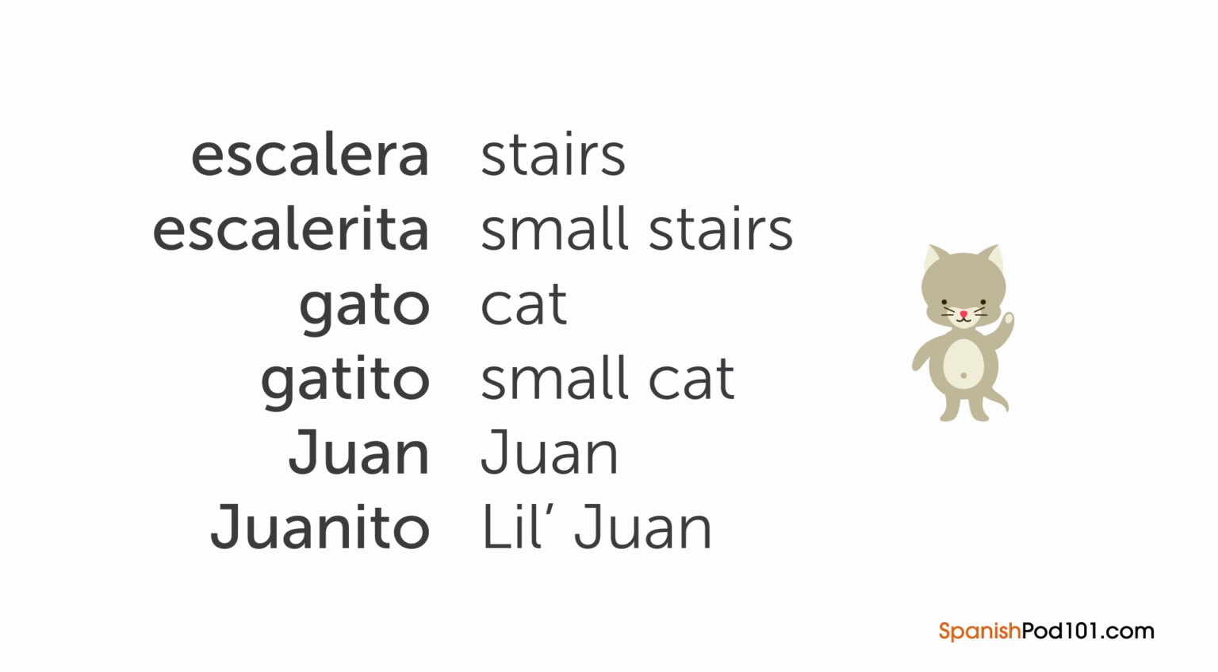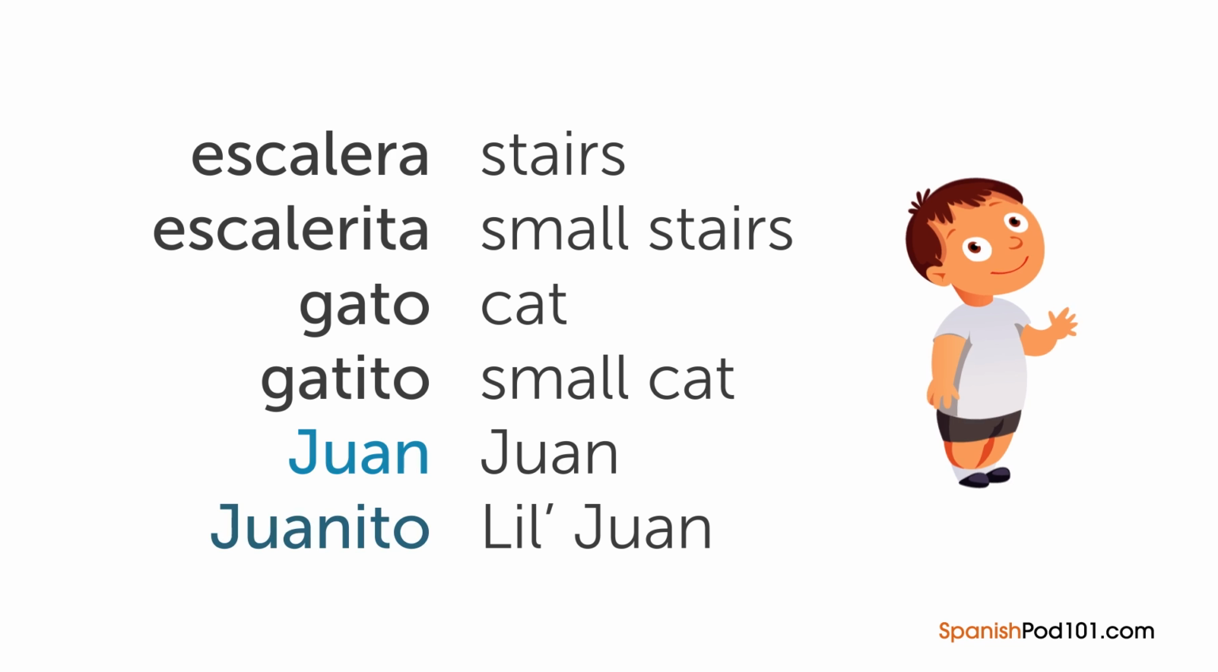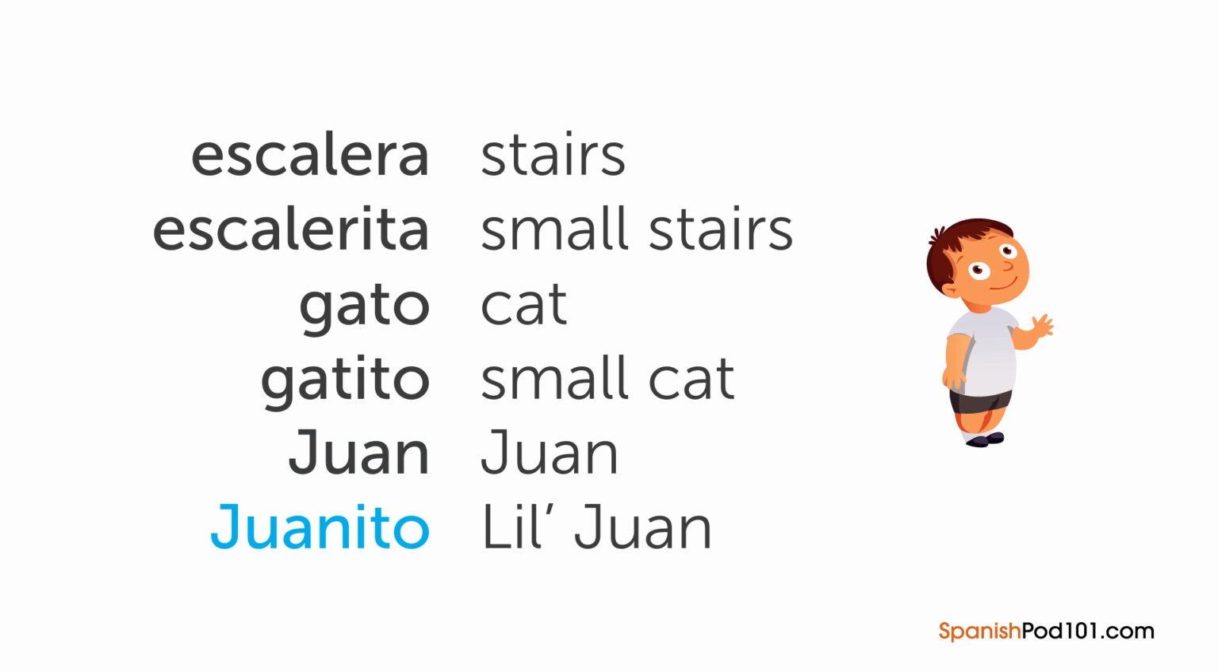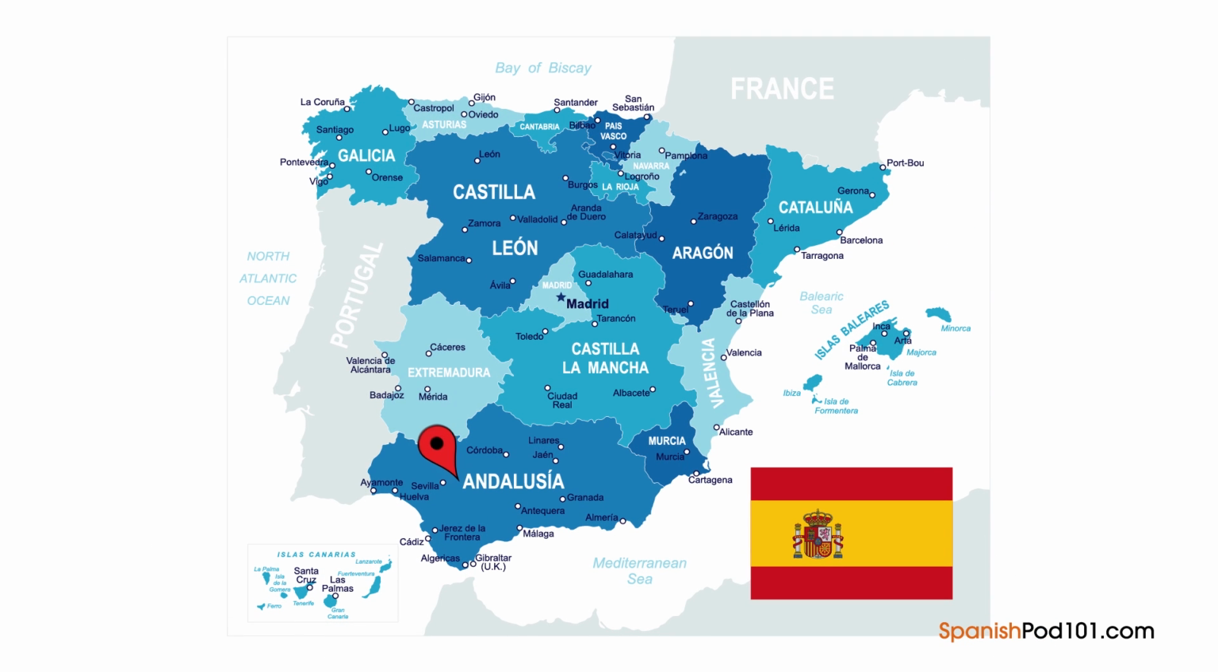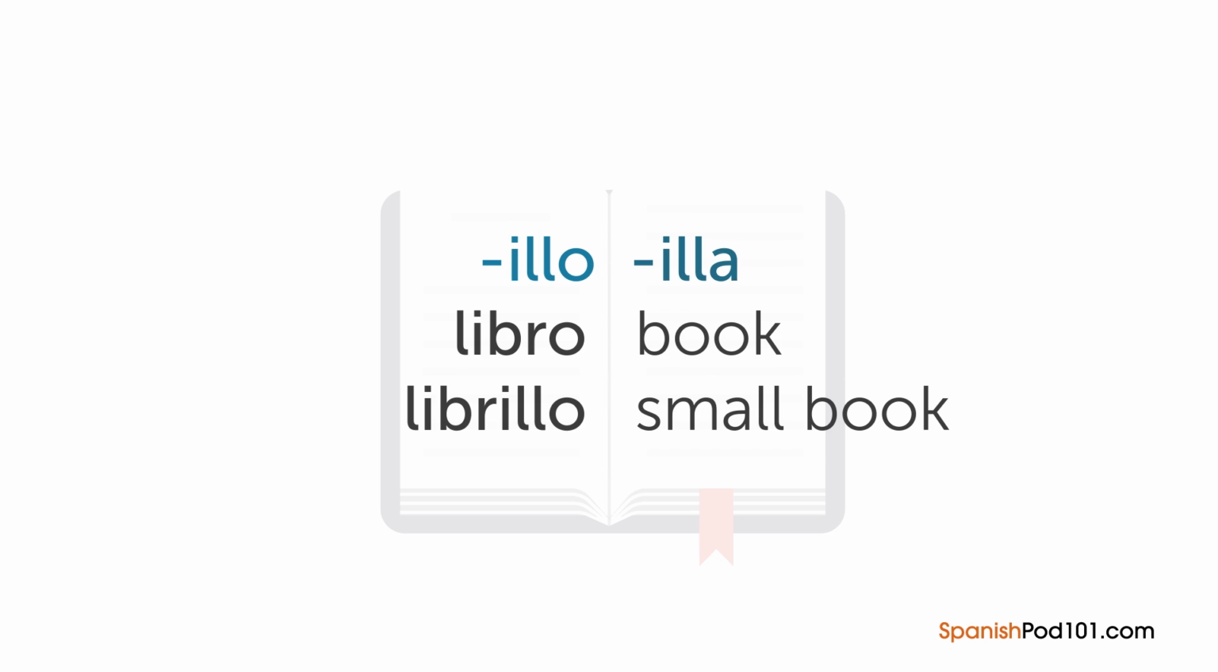You can even use this with names such as Juan to Juanito, when you are talking about someone colloquially, most likely a child. Another common suffix, particularly in Andalusia, southern Spain, is illo or illa. From libro, book, we get librillo, small book.